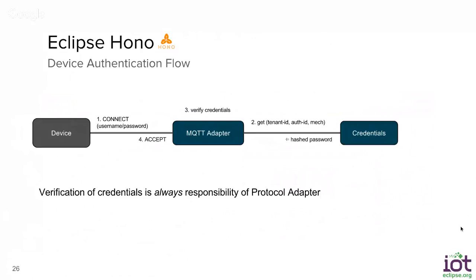In this case, this is really the hashed password, and it can create the hash of the password that the device provided and match it and verify the credentials. So the credential service is always there to only store the secrets, if you will, for doing the credentials verification, but the verification itself is always the responsibility of the protocol adapters.